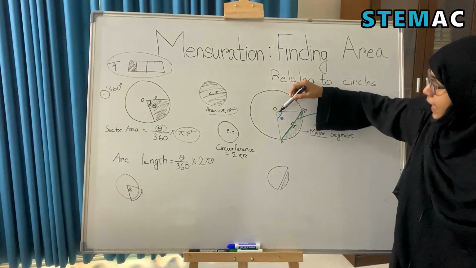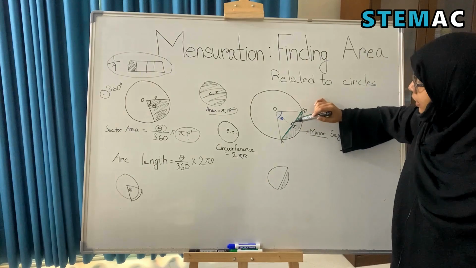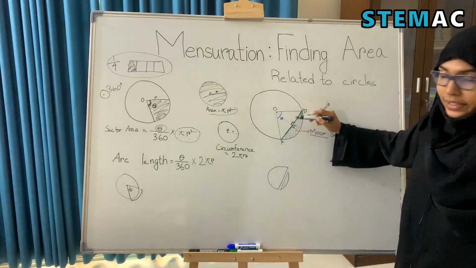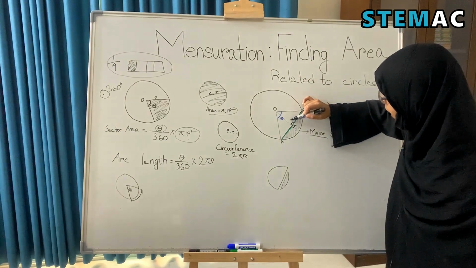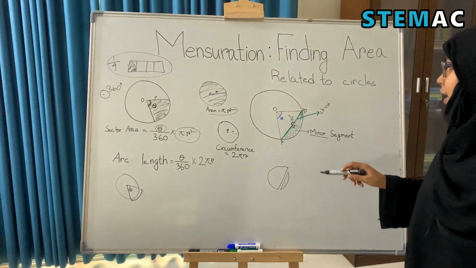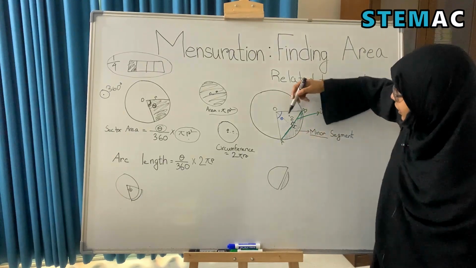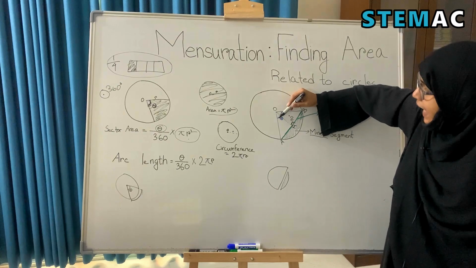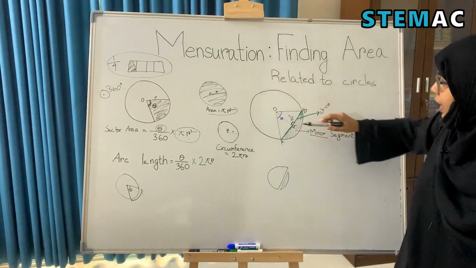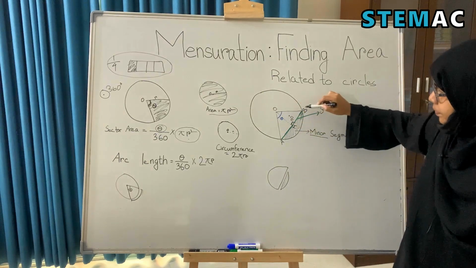If we draw a line from the center to the midpoint of the chord, this line is bisecting the chord at 90 degree, and this angle is 90 degree. Another thing, along with bisecting the chord, it's also bisecting the angle here, between the lines OA and OB.